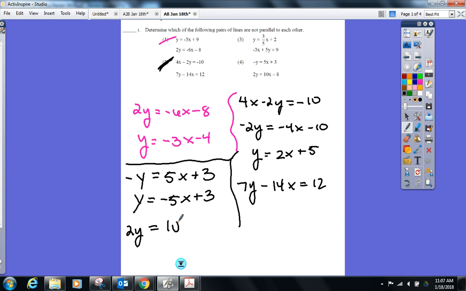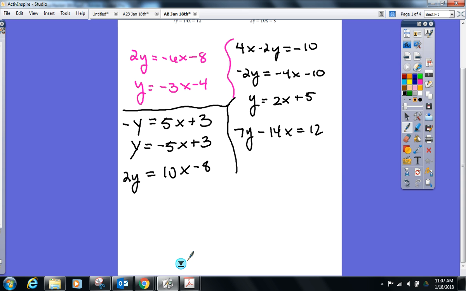2y equals 10x minus 8. What do I have to do on both sides here? Divide by 2, and what's the slope come out to be here? 5, but it was -5 there, so those are 2 different slopes. All right, and we said 7 was the other one?